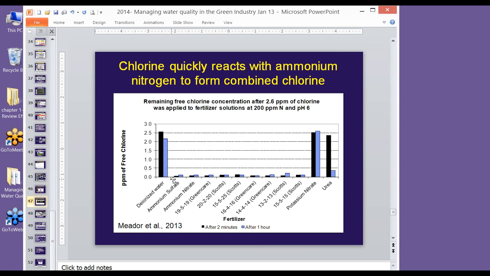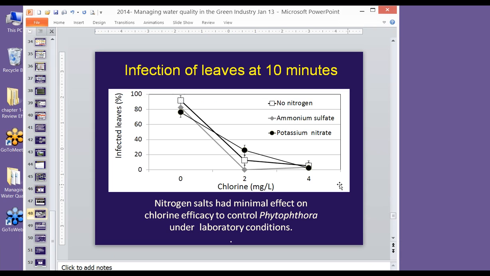What he saw is that when there was ammonium in the fertilizer, and you can see these small bars, the concentration of chlorine went dramatically down, and that's the concentration of free chlorine. But if there's no ammonium in the solution, the concentration of chlorine remains relatively stable. We do not know what happened to urea. That's an unexpected result, but you can see that definitely there's also an interaction going on with urea.